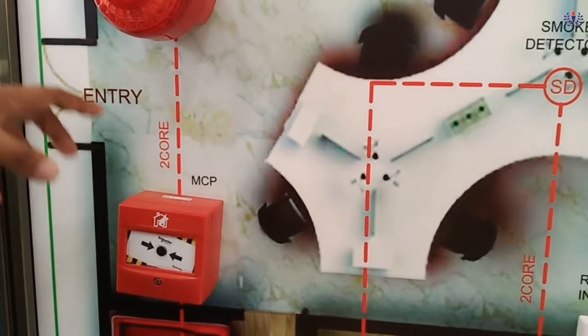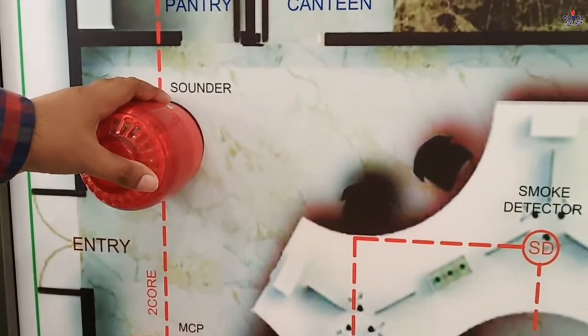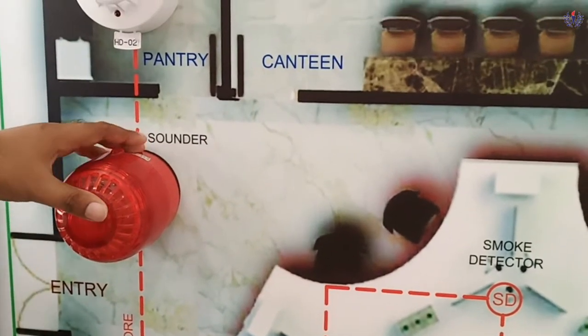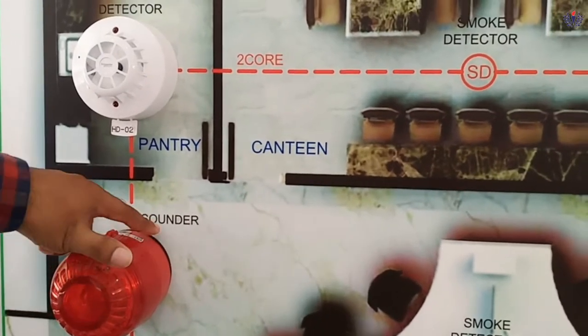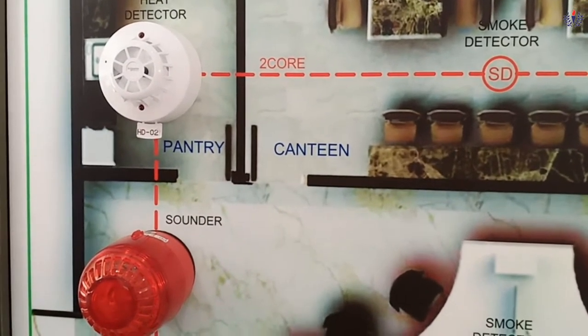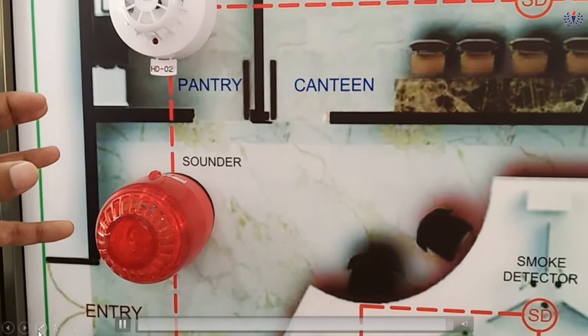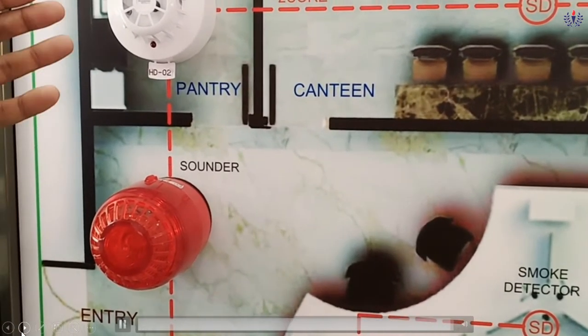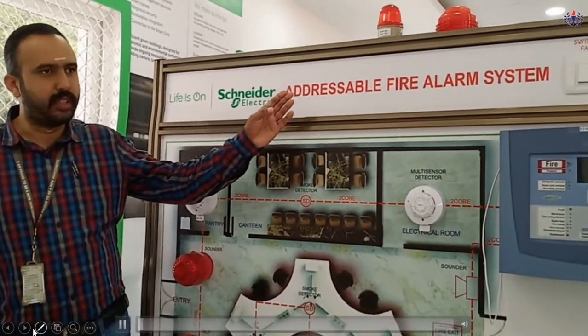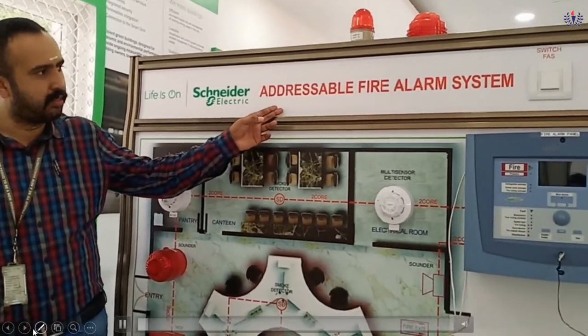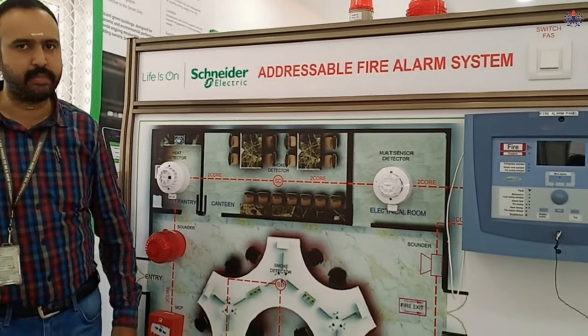So this is the MCP, and this is the output device. The previous devices we have seen are the input devices. This is the output device. This is a sounder, which produces both light and alarm, for making the people cautious. So this is the experiment called the fire alarm system or addressable fire alarm system.